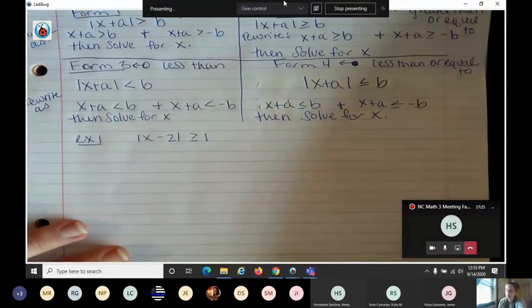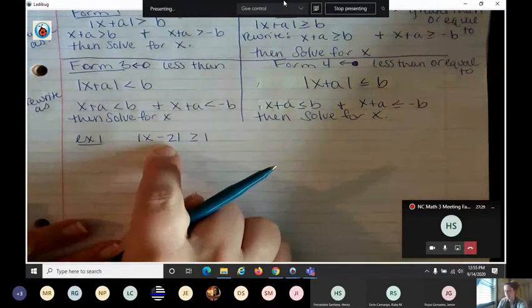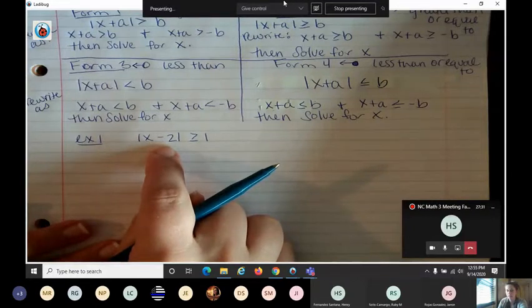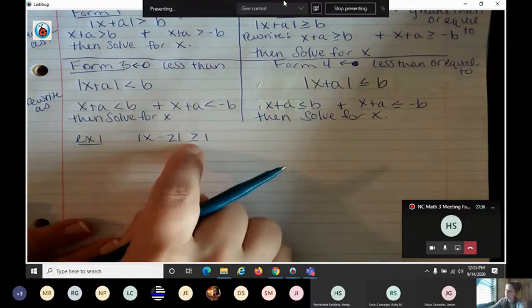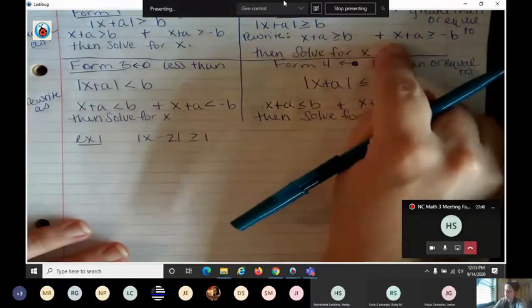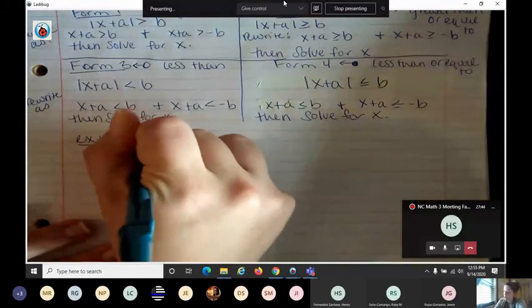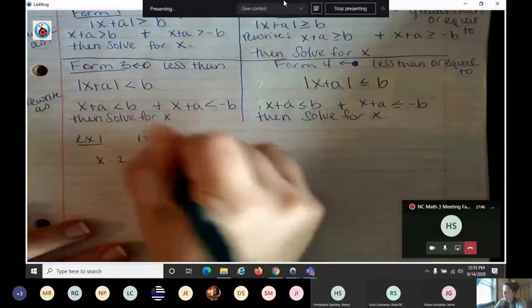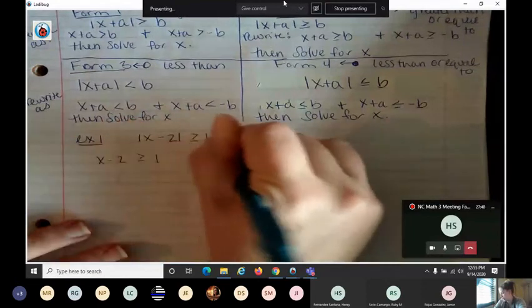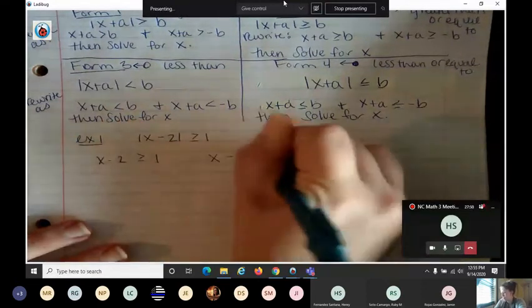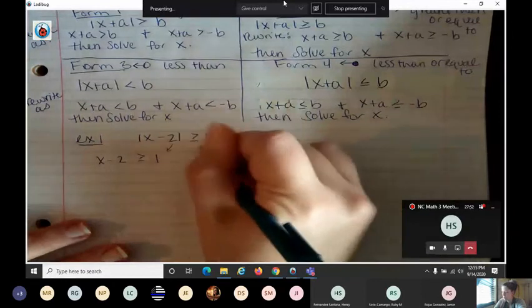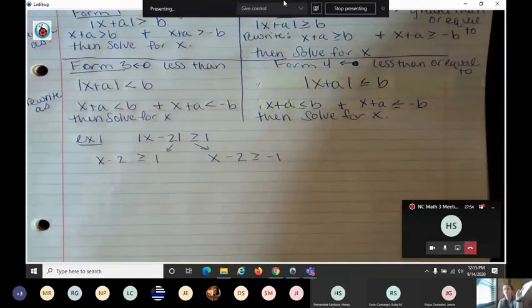Okay. So in this example, the absolute value is already isolated. So step 1 is done. Okay. Then in step 2, we have to identify which one it is. So it's greater than or equal to, which was form 2. So I need to rewrite it as x minus 2 is greater than or equal to 1, and x minus 2 is greater than or equal to negative 1. Okay, so it splits into two different forms of the function.